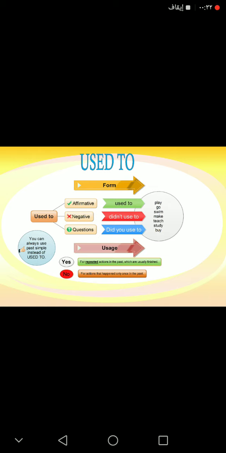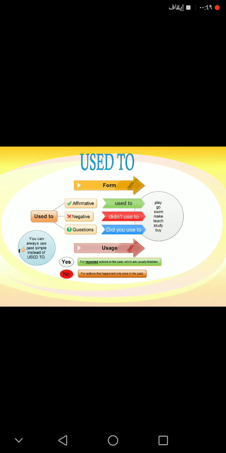Okay, so we can just say in affirmative form used to. For example, I used to play, I used to go, I used to swim, I used to make, I used to teach, I used to study, I used to buy.